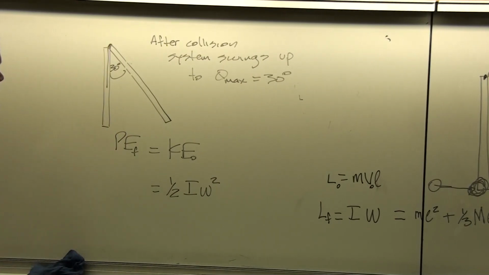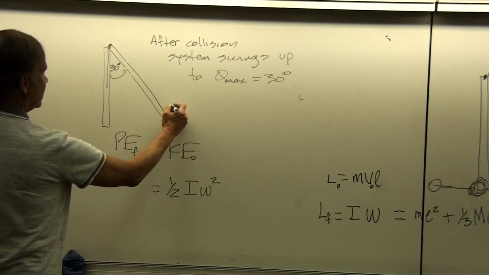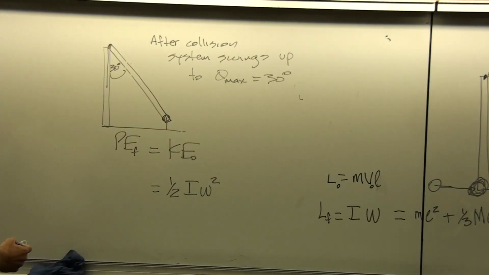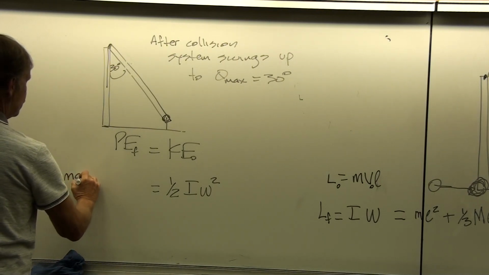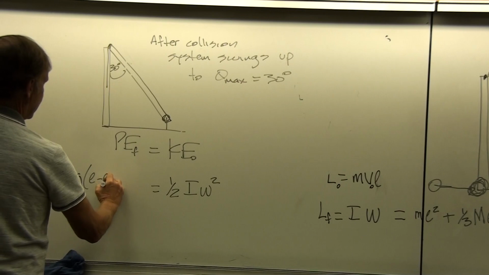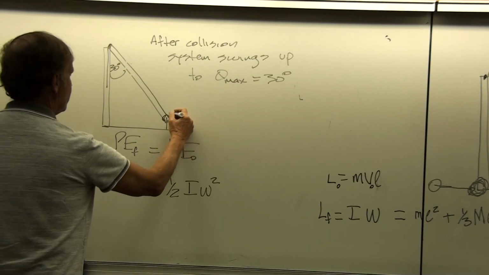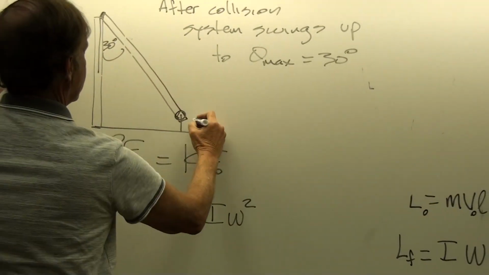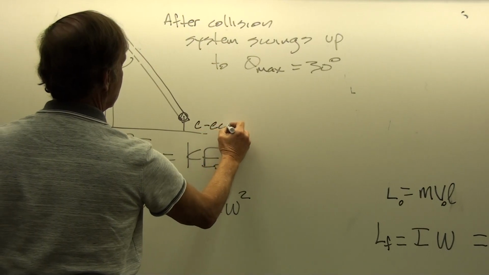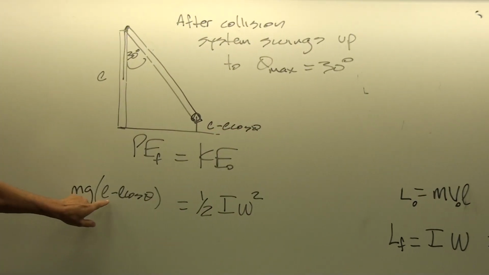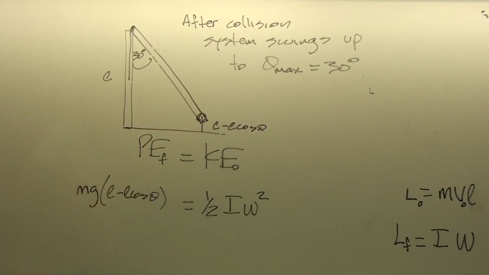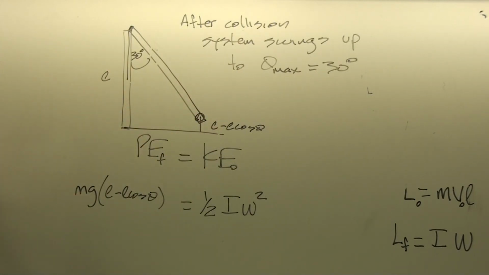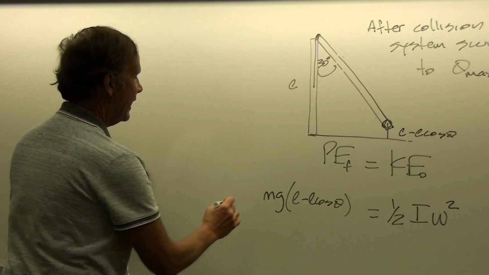And then after the collision, this thing is going to swing up, so this mass here is going to move up that amount. So that would be little mg times L minus L cosine theta, because this whole thing is L. And so this height here is L minus L cosine theta. So we have mg times L minus L cosine theta, which gives us the height that this mass moves up, plus the height of the center of mass.